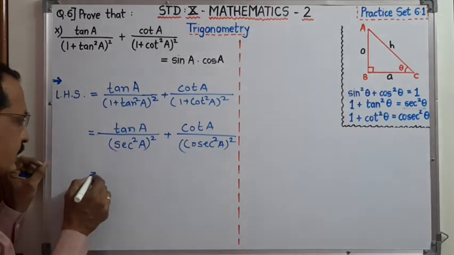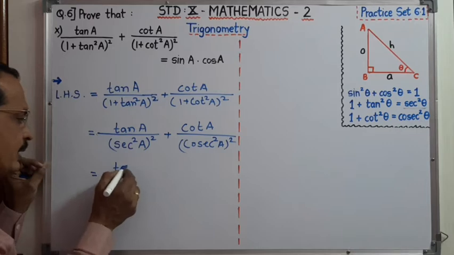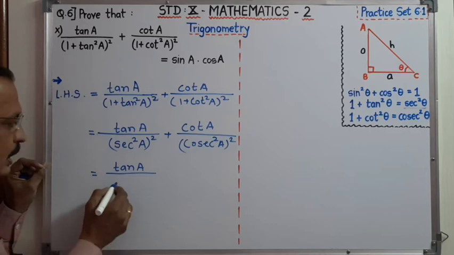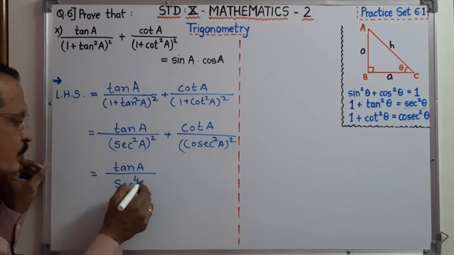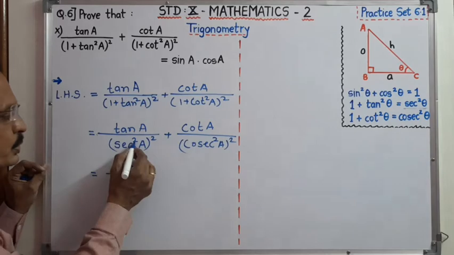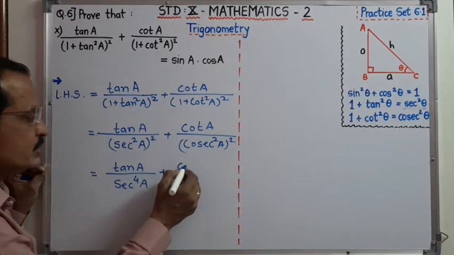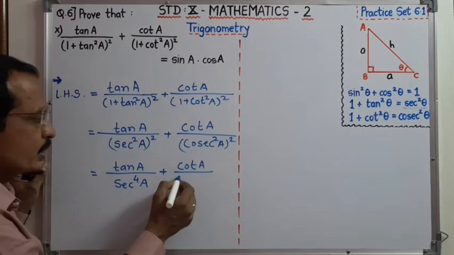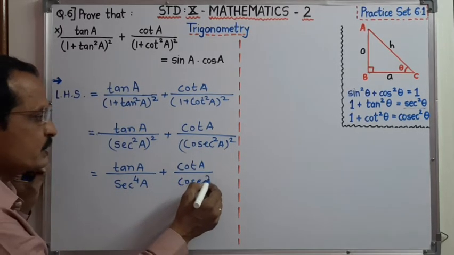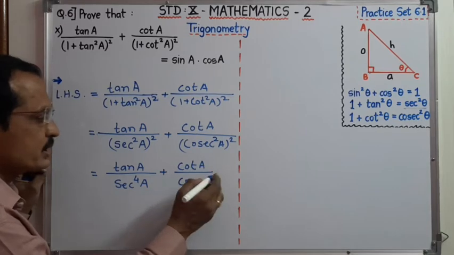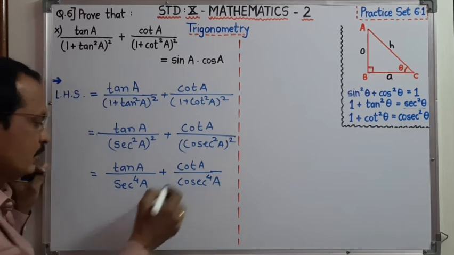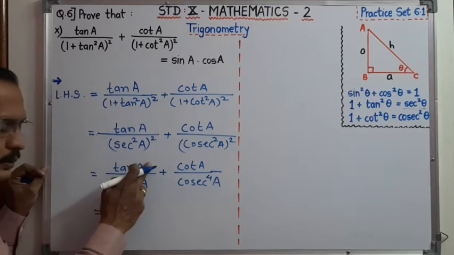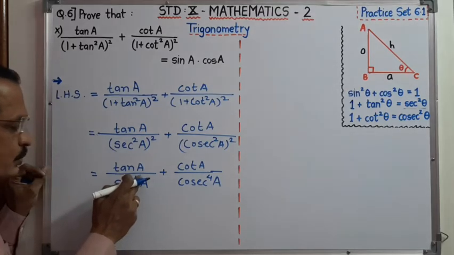Now dear students, see here it is tan A upon, here we can write sec square A bracket square, that means sec raised to 4A. But this 2 into 2 it is 4, plus this cot A upon this cosec square A bracket square, means we can write cosec square or cosec raised to 4A. Now dear students, see here it is tan A upon sec raised to 4A.